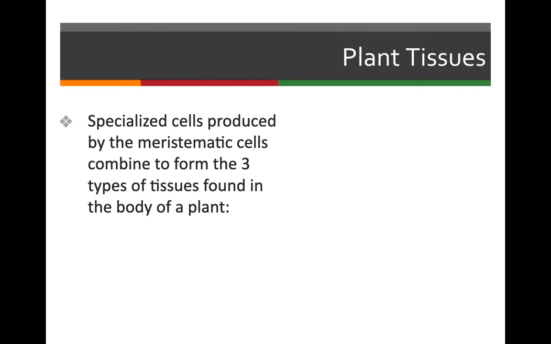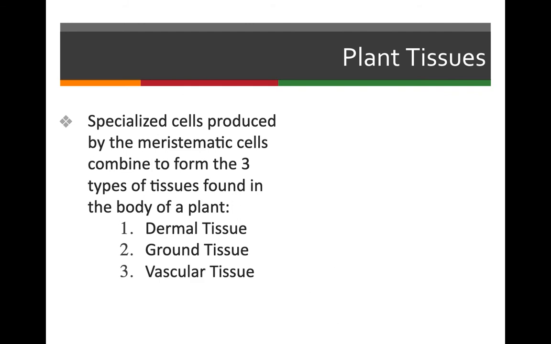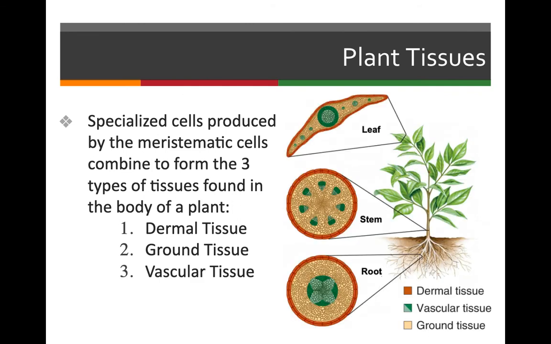So moving away from cells, we now start with cells grouped together to make tissues. So these specialized cells that are produced by the meristematic cells combine to form three types of tissues found in the body of a plant. So there's dermal tissue, ground tissue, and vascular tissue. So this diagram shows those tissues in the various regions of the plant. And now we'll look at each of them individually.